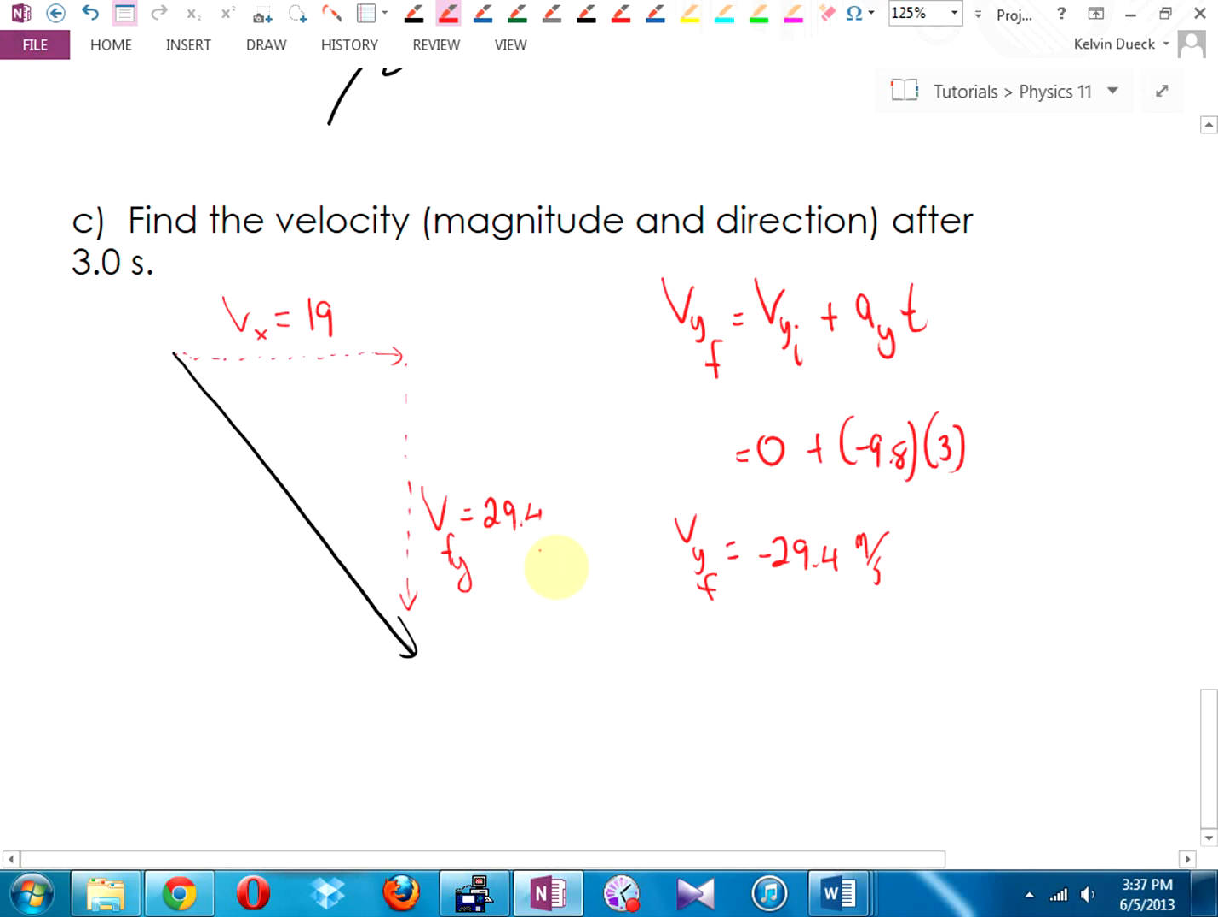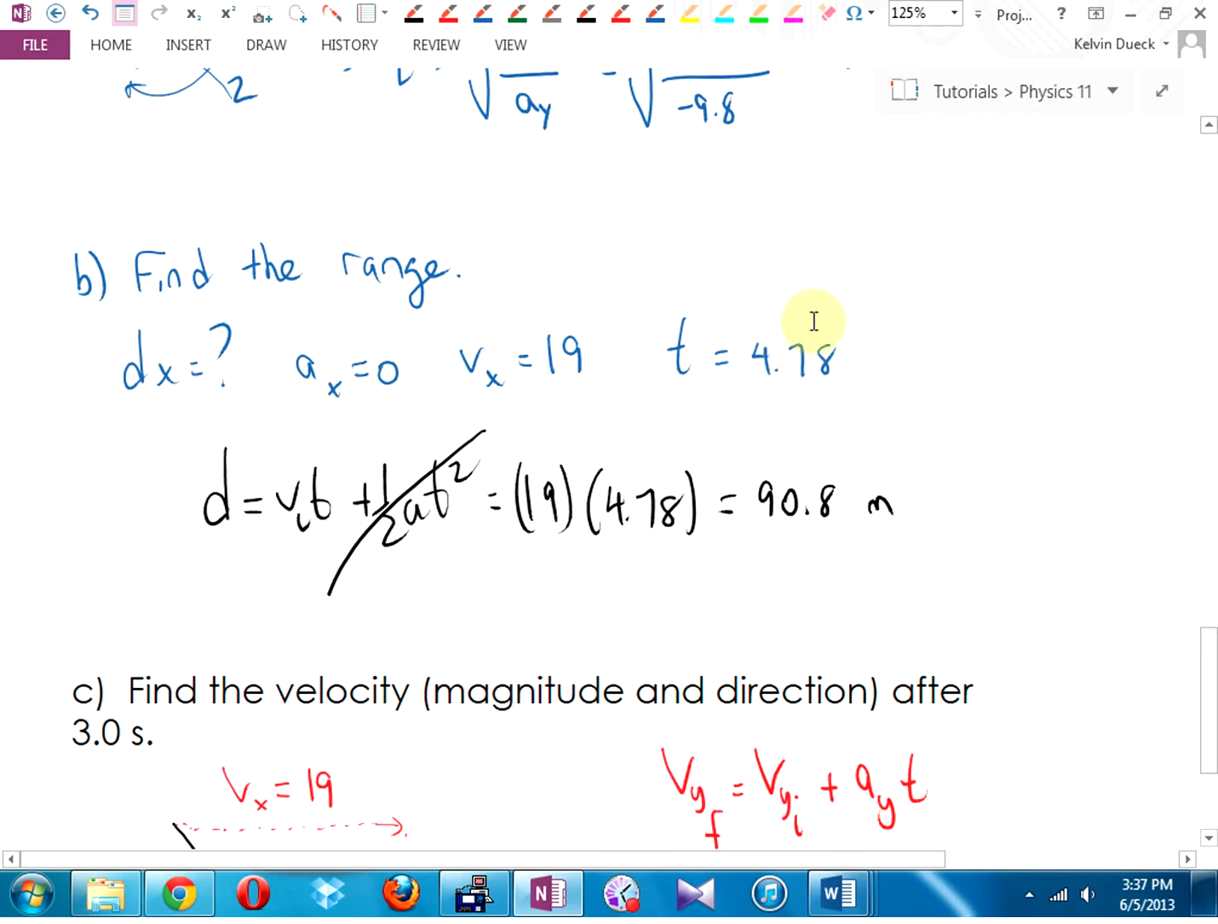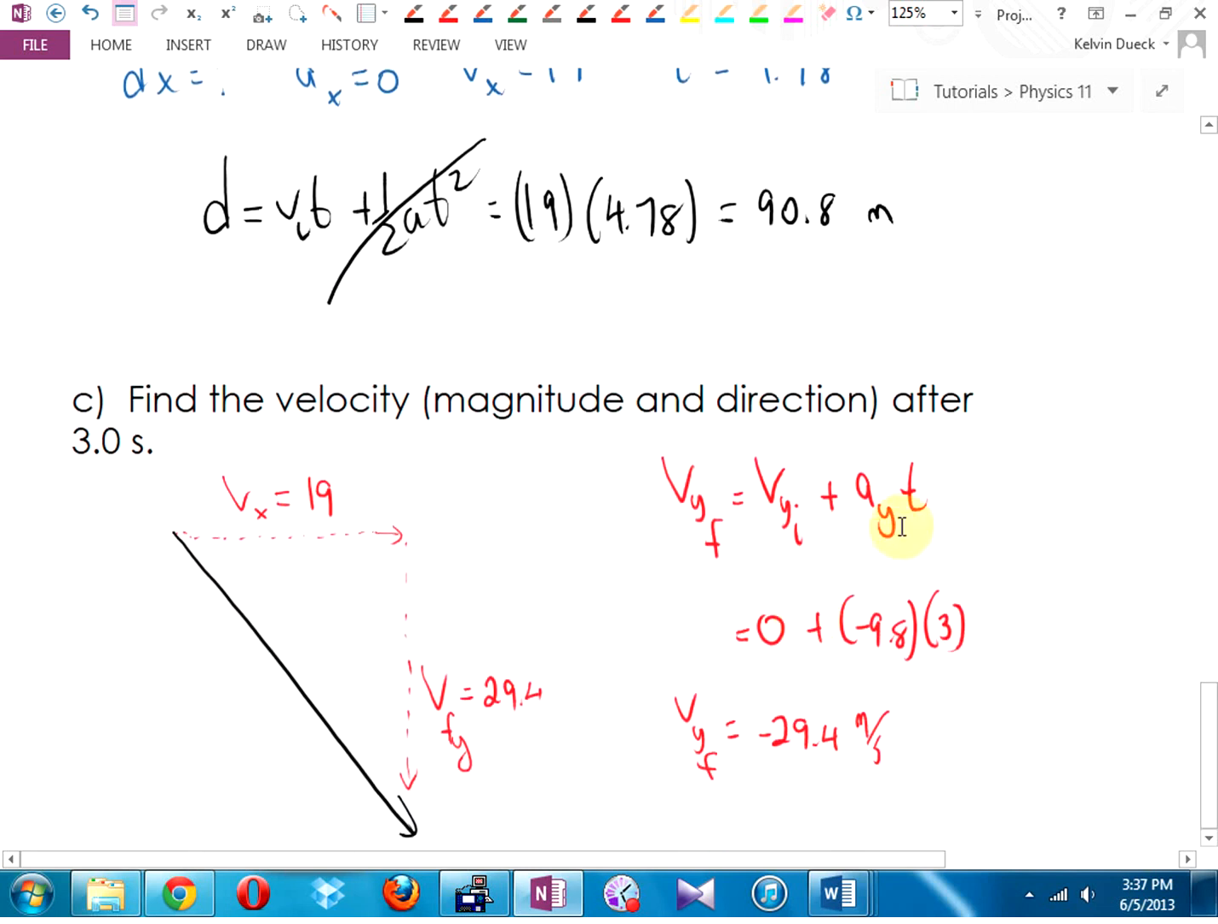Oh, if I'd given you the same question, McKenna, but instead of saying find the velocity after 3 seconds, I had instead said find the velocity at impact, you would use a time of 4.78 right here, and you'd get a different vertical velocity, but your horizontal wouldn't change. Now that gives me the two components. How can I find the actual resultant velocity? Pythagoras for the magnitude and trig for the theta.